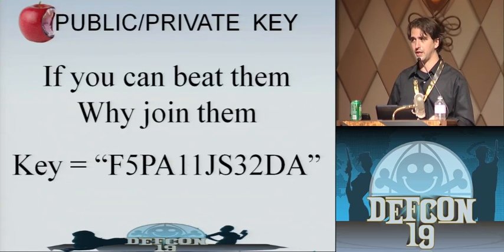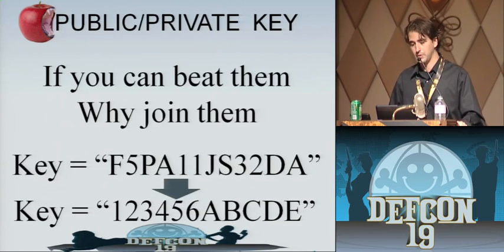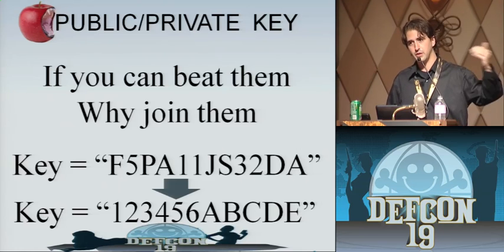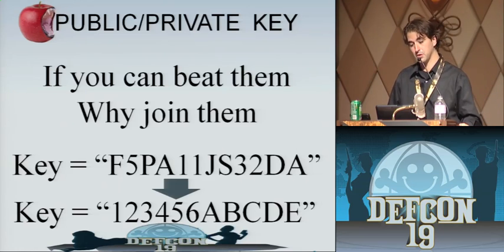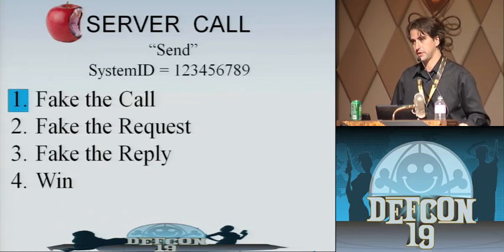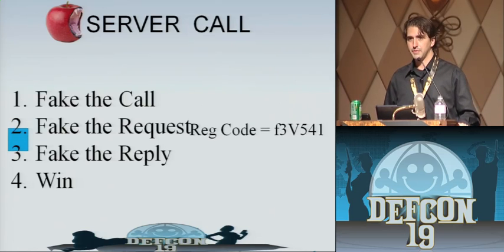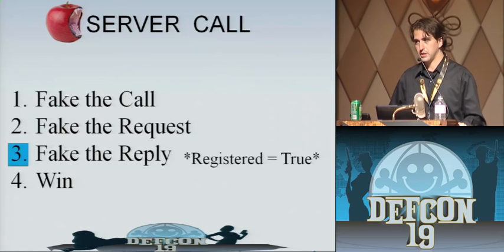So, public-private keys. Like I said, if you can beat them, why join them? You have some complex math that you would have to do to break it, or you just set it to an easy key that you have. And then you ship the product, and you can turn out as many keygens as you want because you own the key. Server call. It points to whatever you want. The system ID, you put in some easy value to manage. You simply give them whatever would solve it, and that's it.